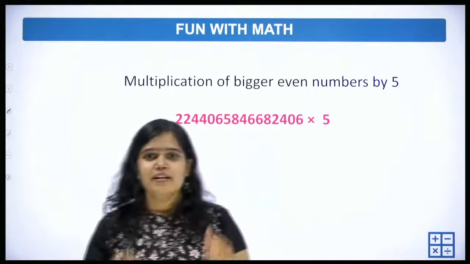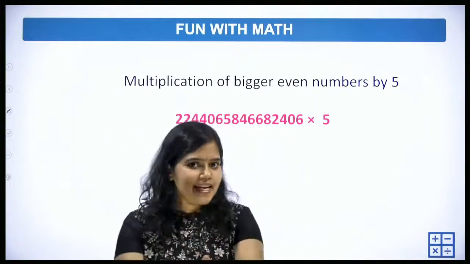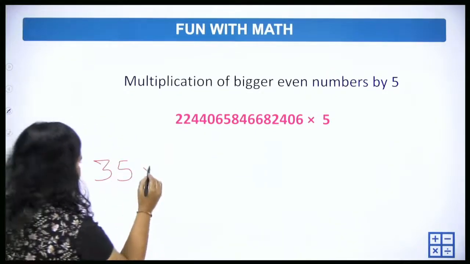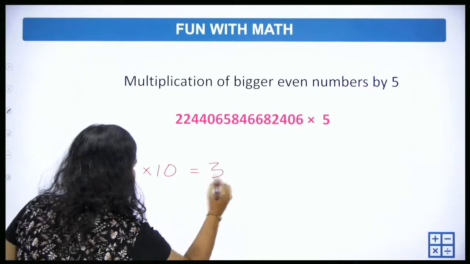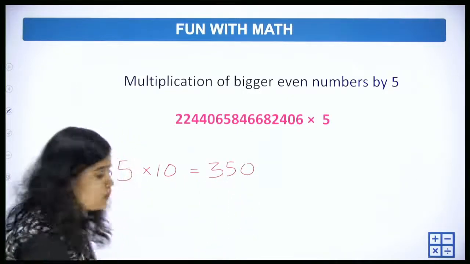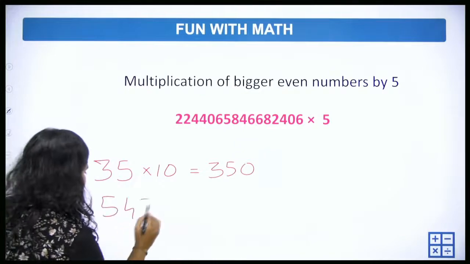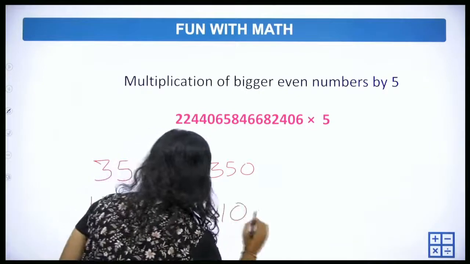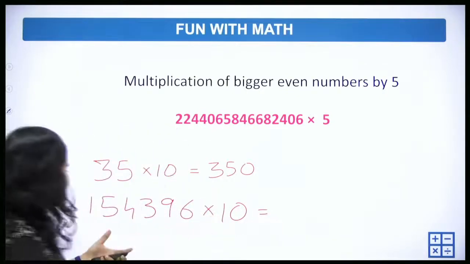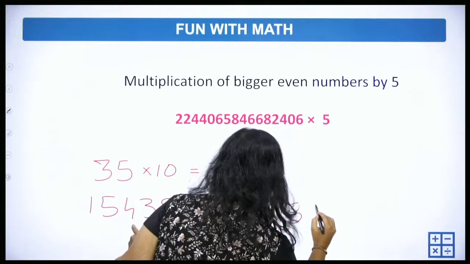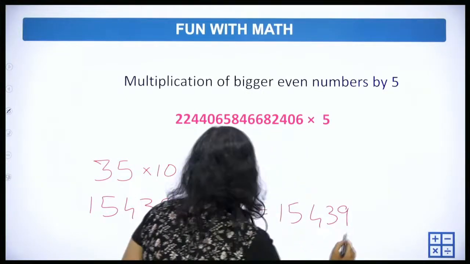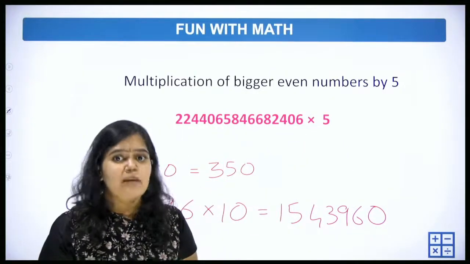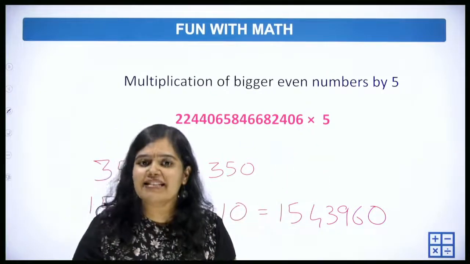Before moving into this, you all know multiplication by 10 is very simple. Suppose I have 35. If I multiply it with 10, it's just 350, right? You just put a 0. Suppose 1, 5, 4, 3, 9, 6. We have some number and you're multiplying with 10. That means you'll just put 0 at the end. 1, 5, 4, 3, 9, 6, 0. Isn't it simple? Yes. Even multiplication of 5 is also as simple as it.